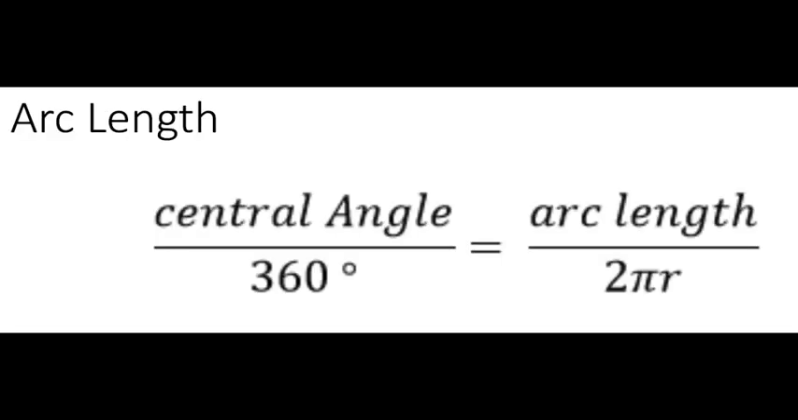Project 6, where we'll be learning about trigonometry. The first formula we're going to deal with is called the arc length formula. And unlike most formulas that are written solve for one variable, this is set up as a proportion. It says that the ratio of the central angle to the 360 degrees of a circle is equal to the ratio of the arc length compared to the 2 pi r circumference of the circle.